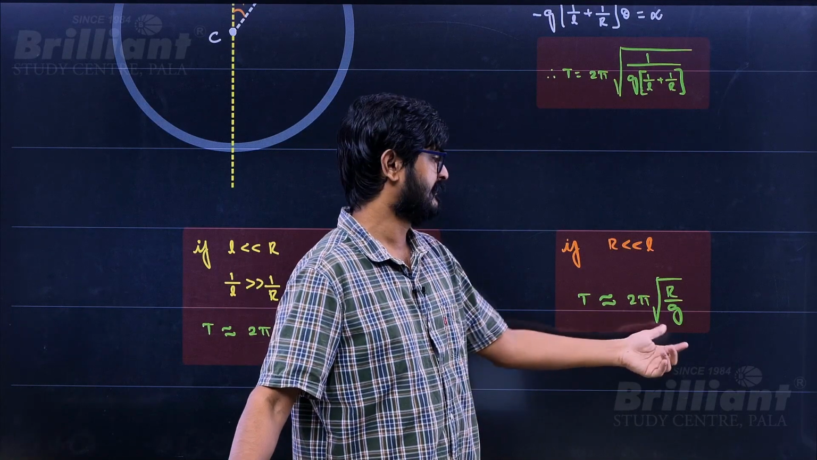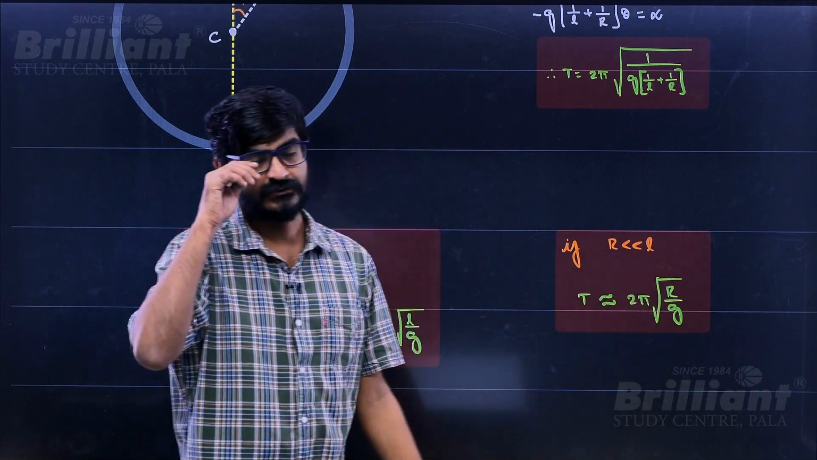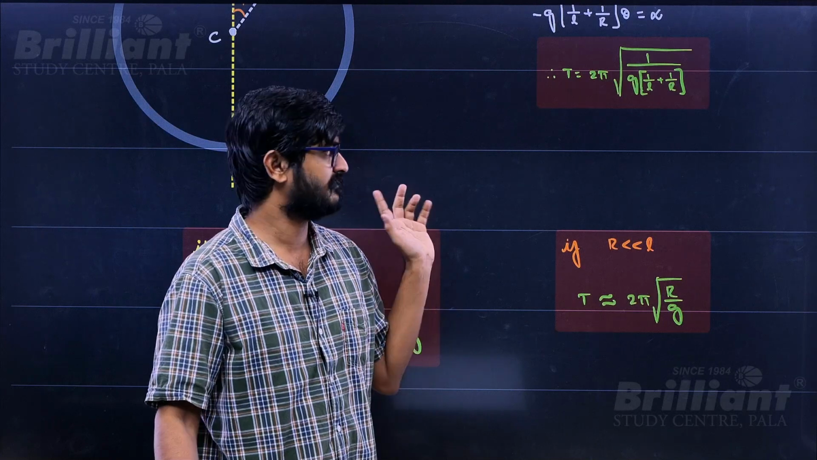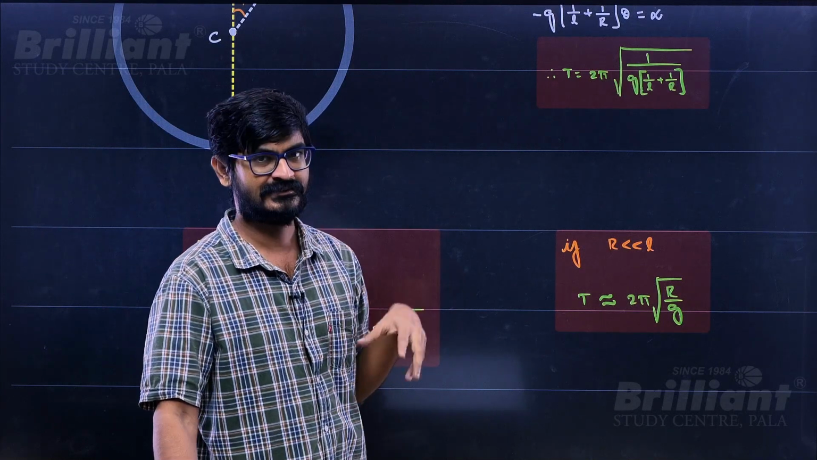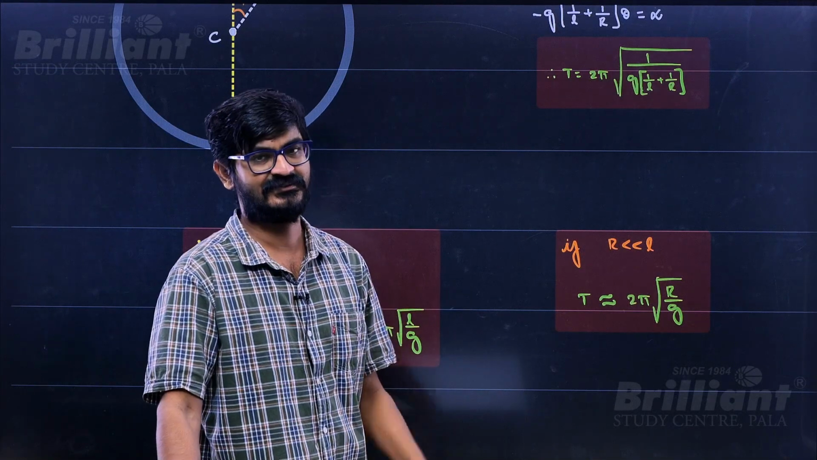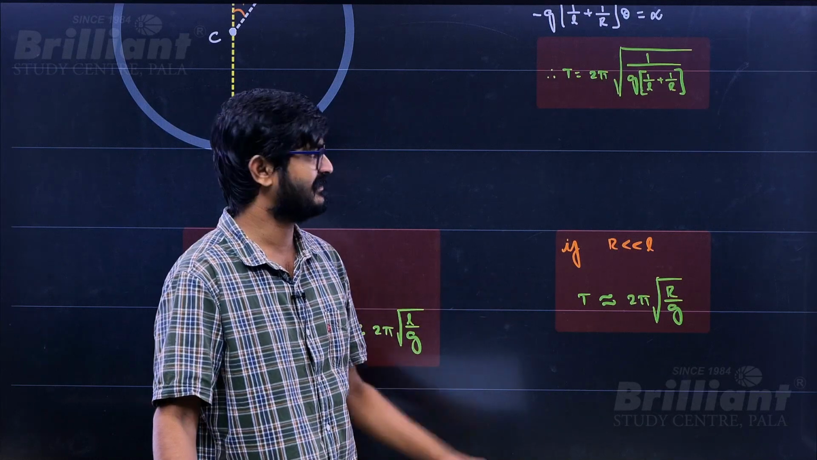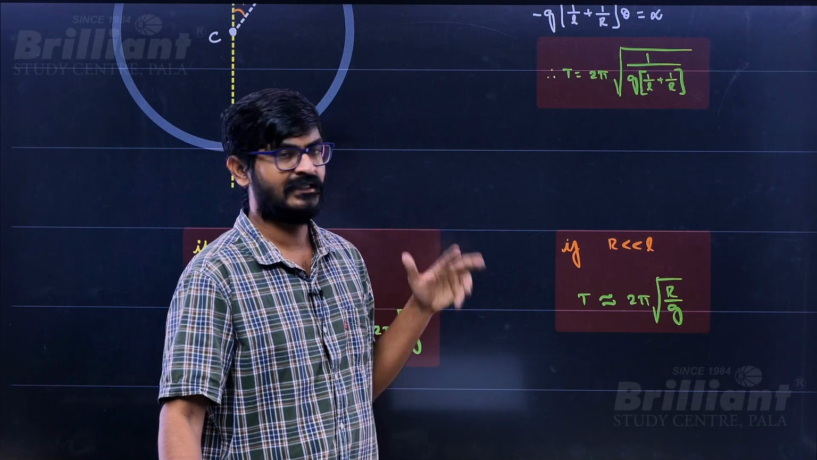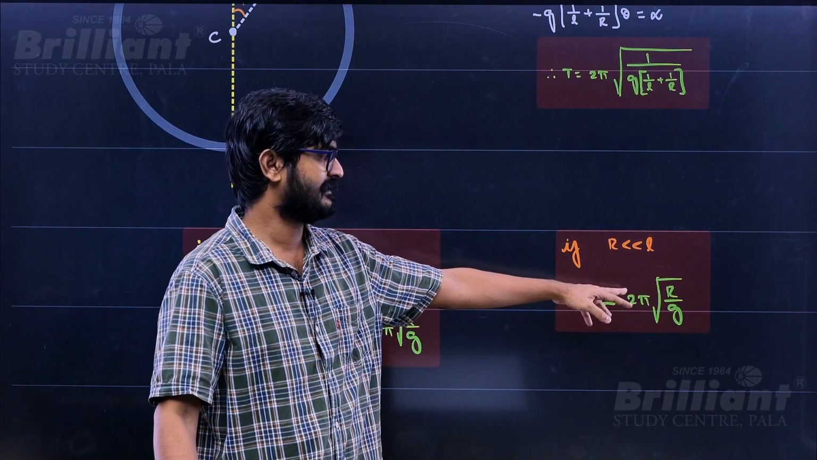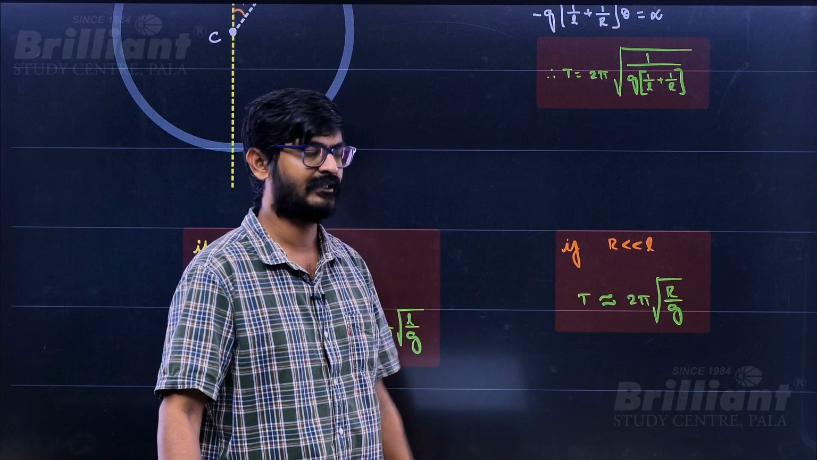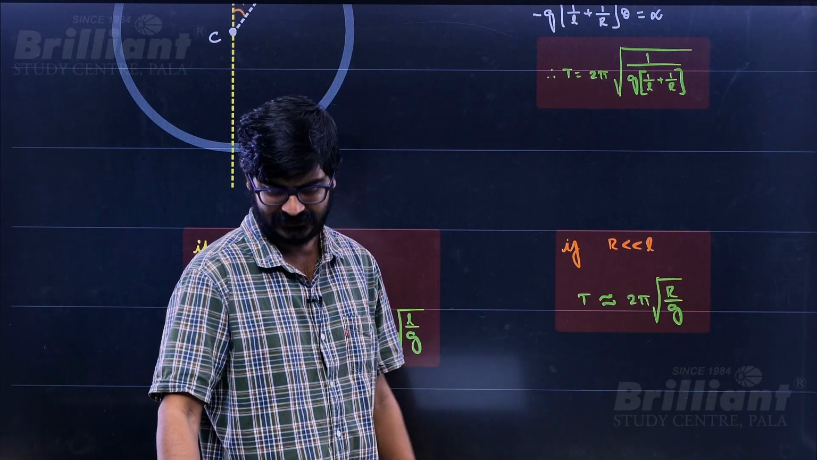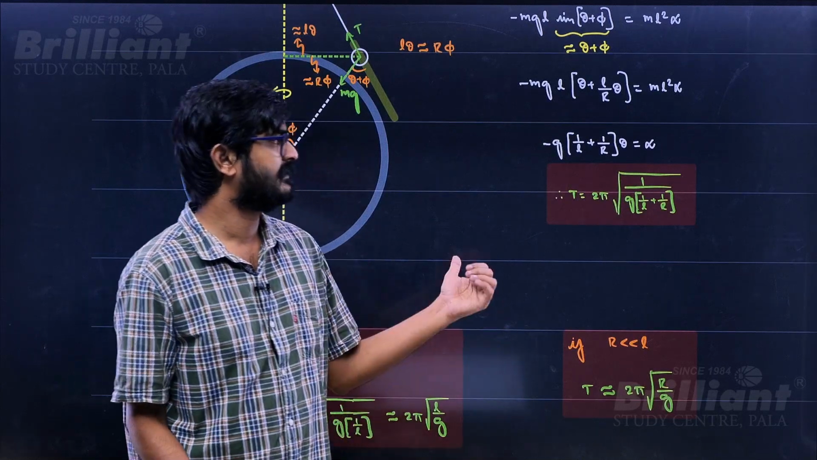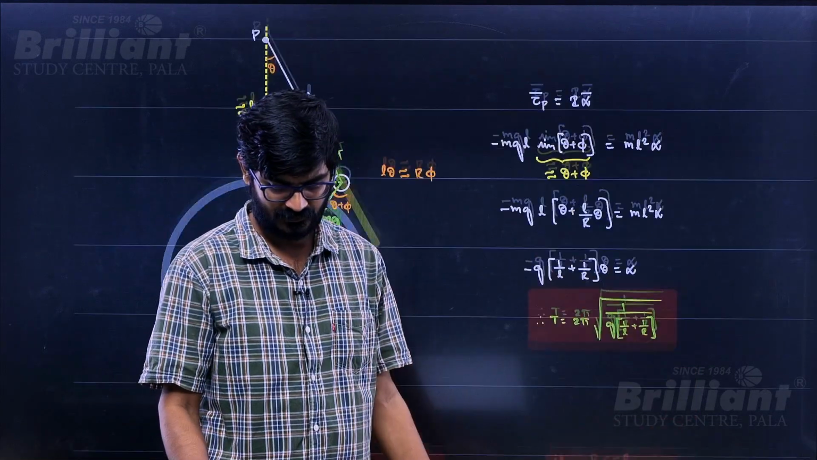Now this value you have seen already. There was some SHM and tunnel question, probably I was recording on the same day, so those who are watching, I don't know whether you can figure it out or not. In SHM there is a tunnel question where you will get the time period as this only. That value will turn out to be 84 minutes, something like that. Anyway, that's how we deal with the time period of a long pendulum, right?